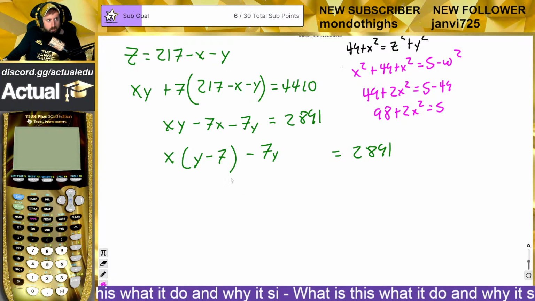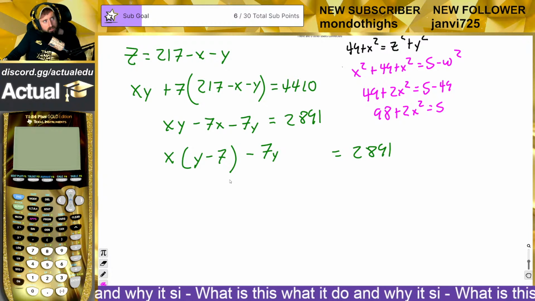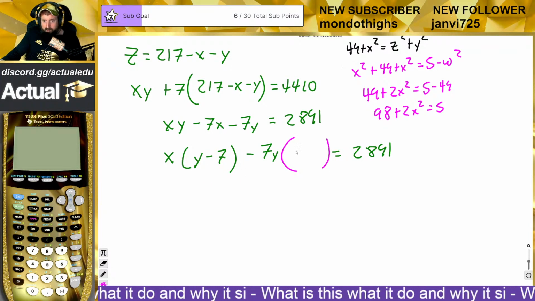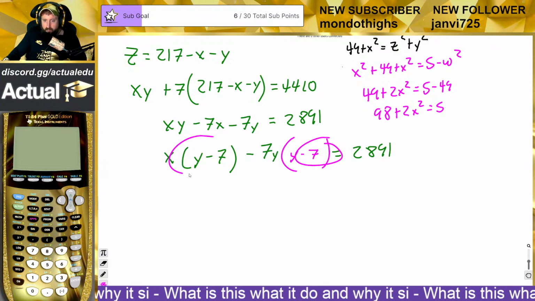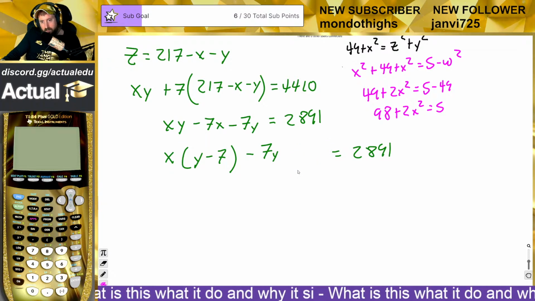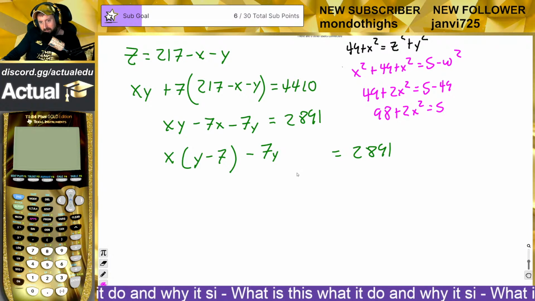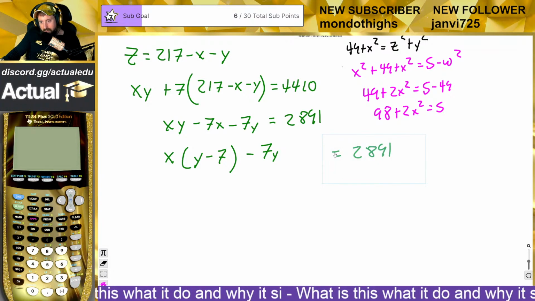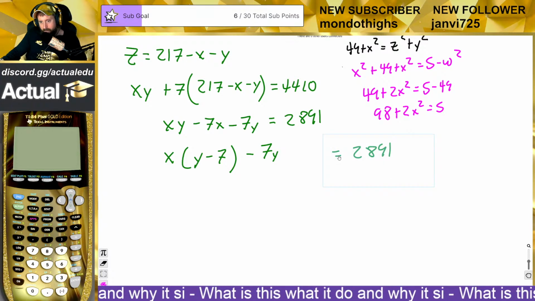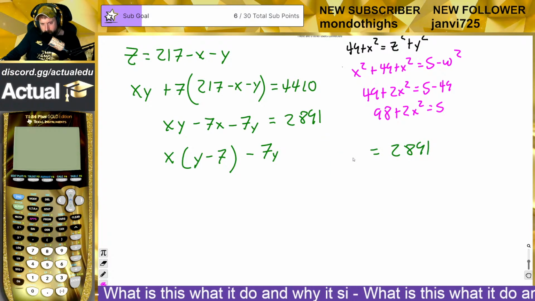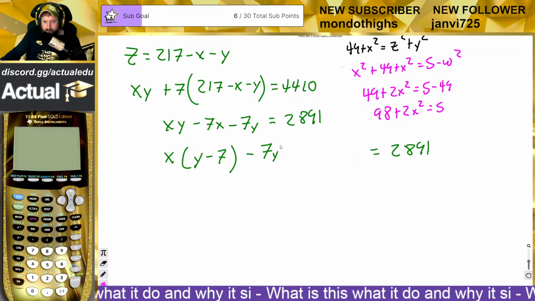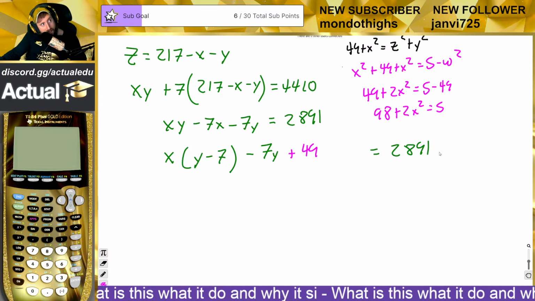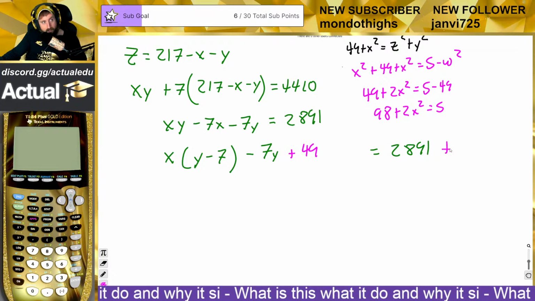So what I want to do is I want to make this have also y minus 7. Because then that'll be two factors multiplying by each other. The only way to get that is for us to have this be plus 49, and then if we add 49 here, we also have to add 49 over here.